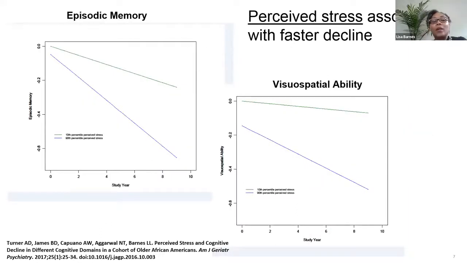Now, stress is another great indicator of a social determinant, and you'll hear more about this in Megan's talk. But we looked at perceived stress in the minority aging research study with the 4-item perceived stress scale that tries to capture the extent to which a person finds their life unpredictable, uncontrollable. And we found that those people who scored at the highest, the 90th percentile of perceived stress, shown in the blue lines, had a faster rate of decline in episodic memory and visual spatial ability than those who scored at the 10th percentile.